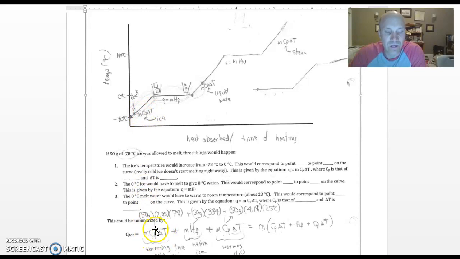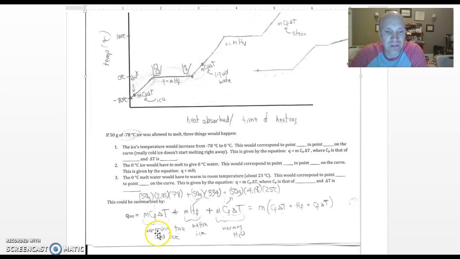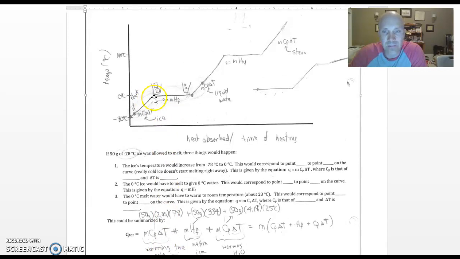All right. So that's why we put this part right here. And what that's going to describe is the warming of the cold ice. The next thing that's going to happen is the ice is going to melt. So that's what is going on right here.